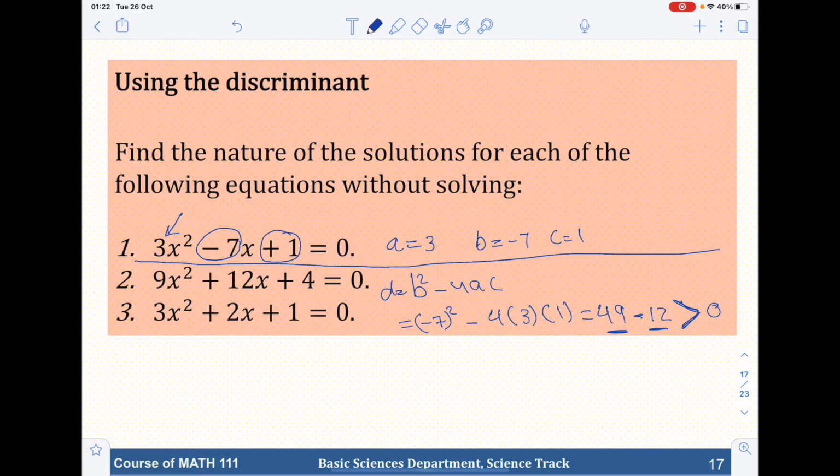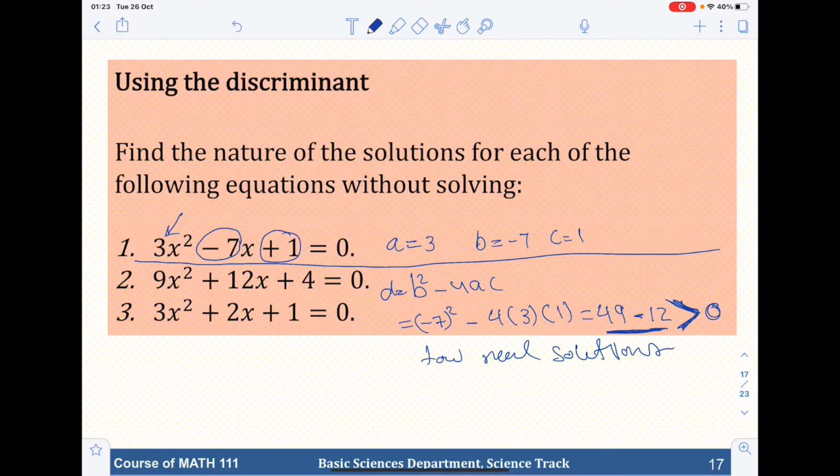You don't have even to compute this value. All what you have to do is just to know whether it is positive or negative. So since this is positive, it means we have two real solutions. Two real solutions. Okay?